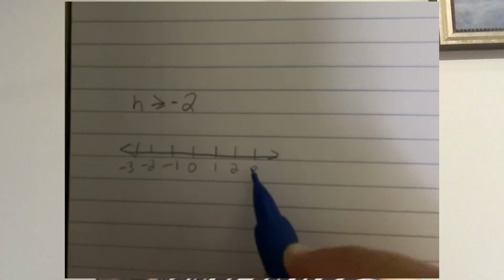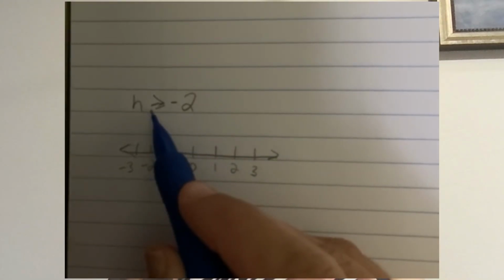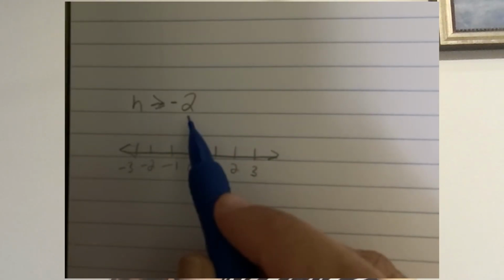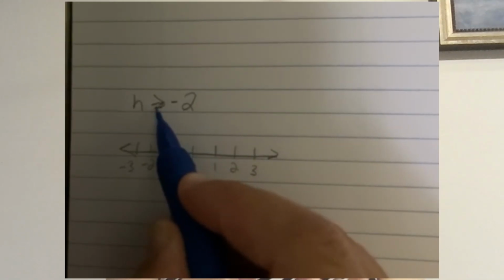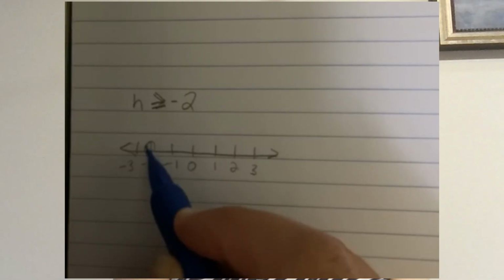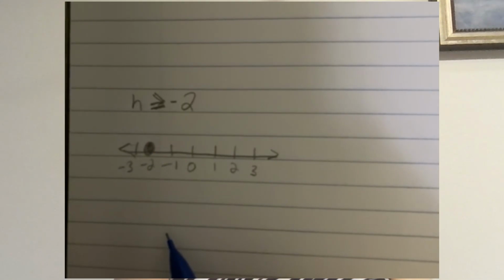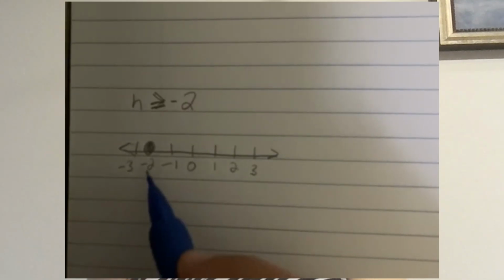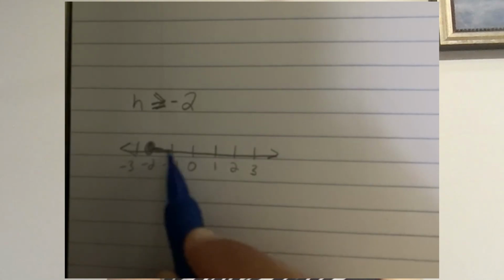So in this, we have H is greater than or equal to. We see the equal sign there. So at -2, we're going to draw a circle and we're going to fill it in. Again, the filled in means that -2 is a solution. And again, we're looking for greater than. So we're going to draw a line with an arrow going in the positive direction. Any number that's greater than -2, showing those are our solutions to the inequality.